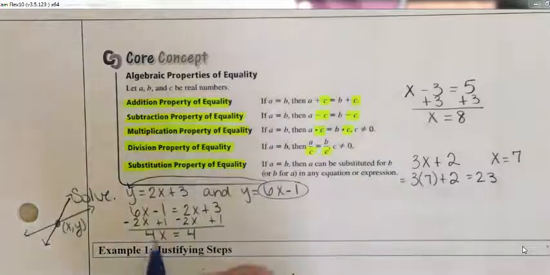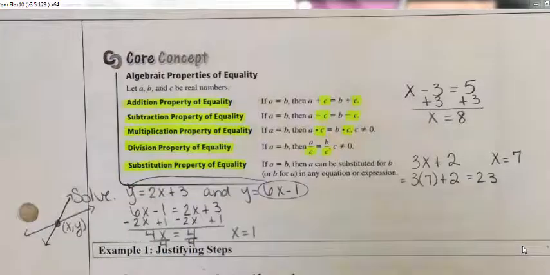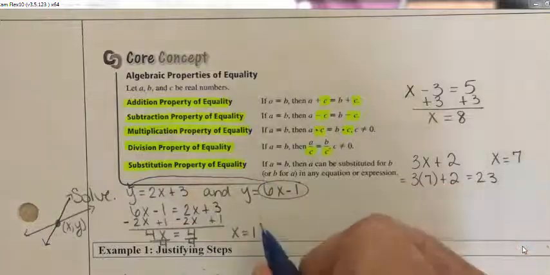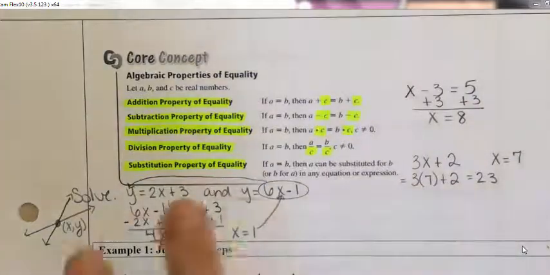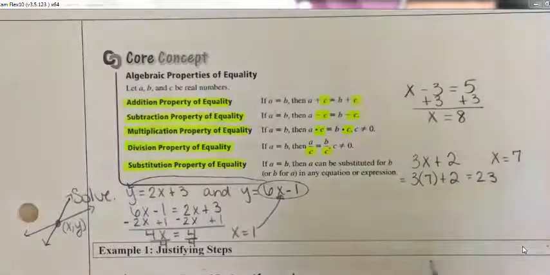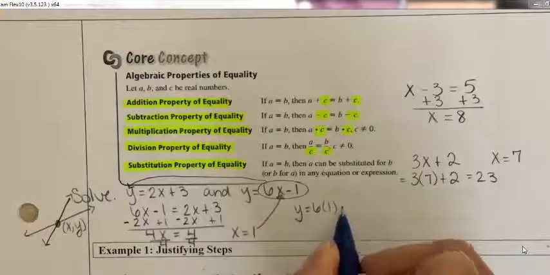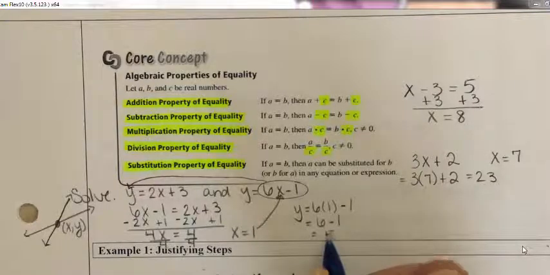Divide both sides by 4. I get x equals 1. All right, well, now I know x equals 1. I can now take that, substitute it back in to either equation, doesn't matter, you'll get the same thing, and figure out what y equals. Well, y will equal 6 times 1 minus 1, or 6 minus 1, which is equal to 5.